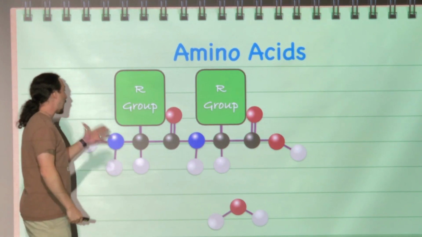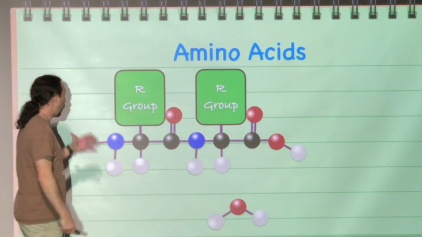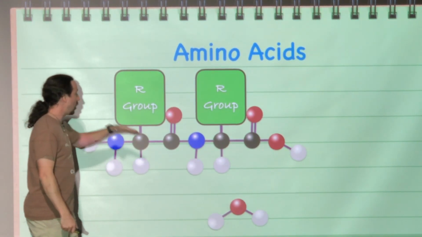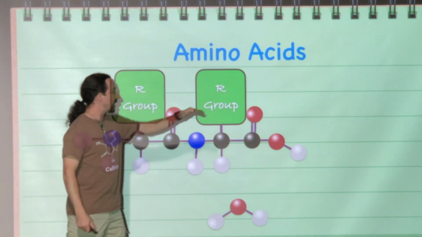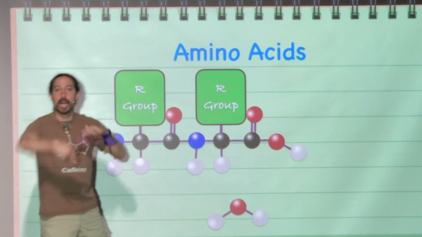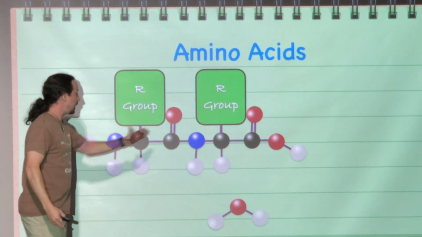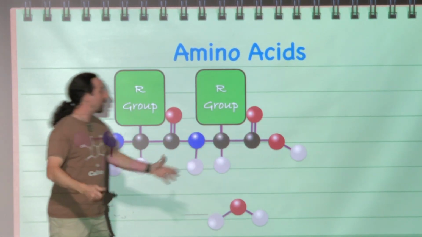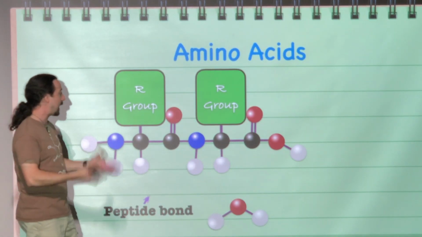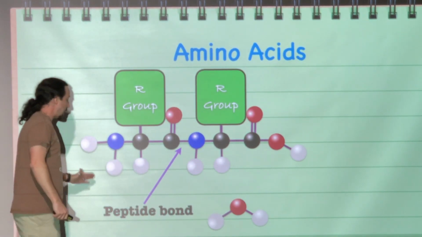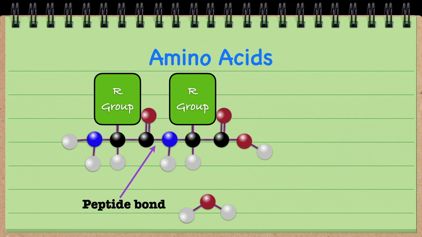So our backbone for our amino acids will always have this nitrogen, carbon, carbon, nitrogen, carbon, carbon backbone. It will follow that pattern consistently. NCC, NCC. We bring another one in. It's going to go in the exact same arrangement. And between our two different amino acids, they form a peptide bond. That is the specific name for a bond between two different amino acids.